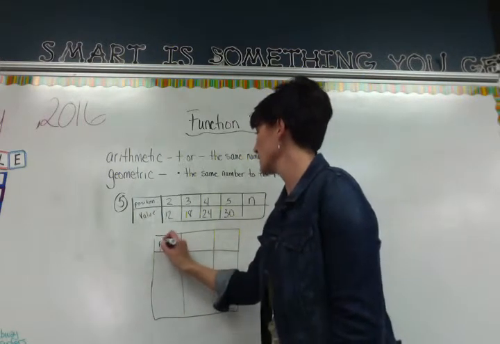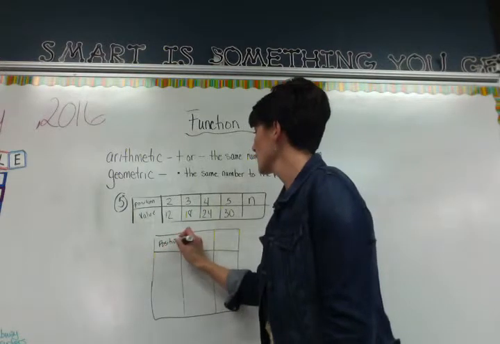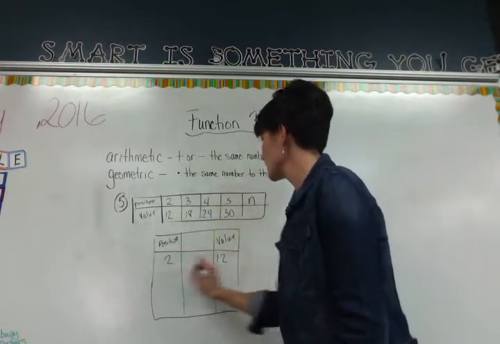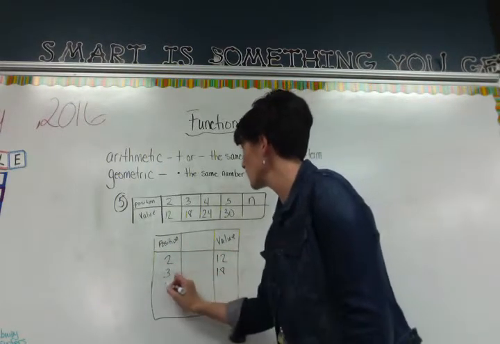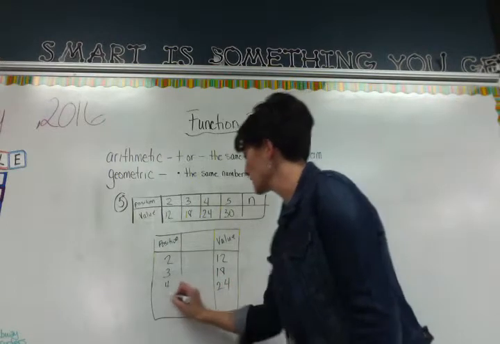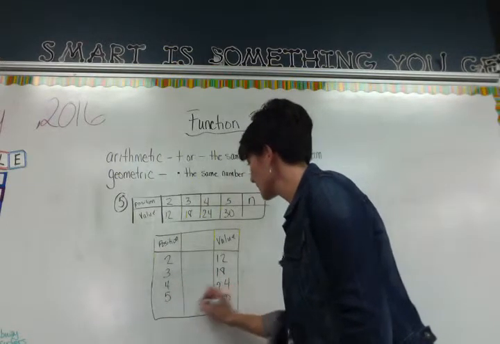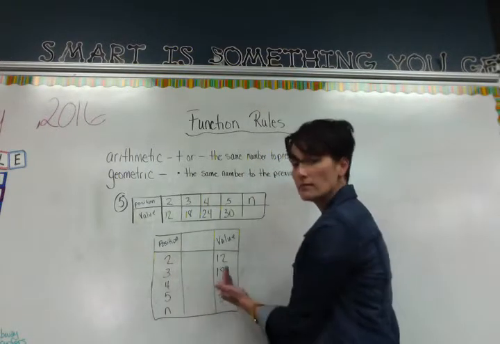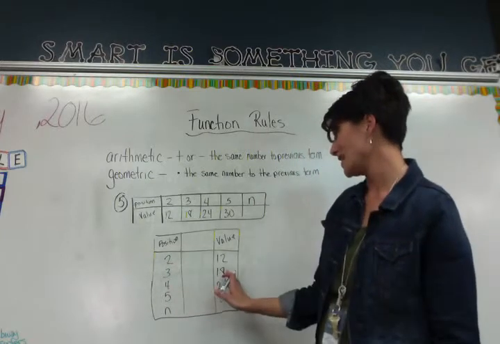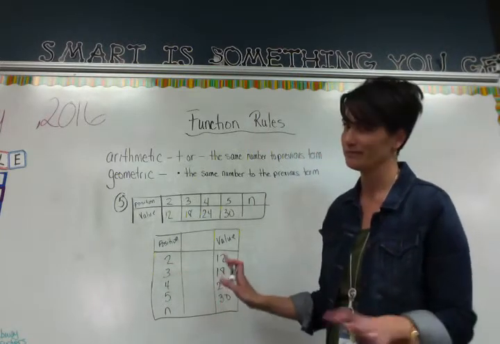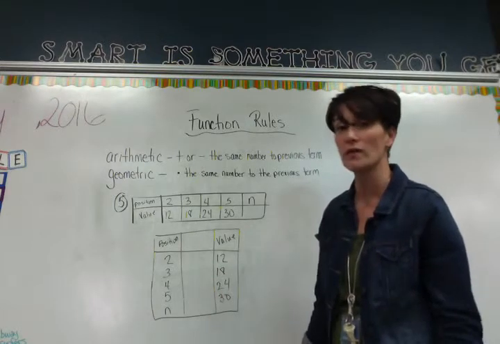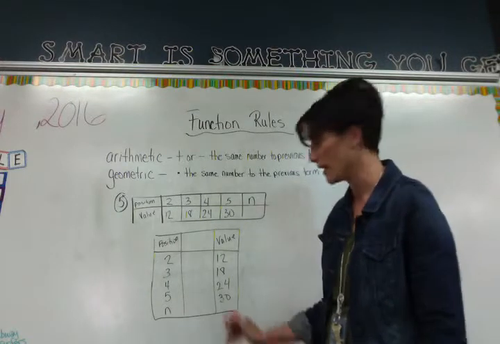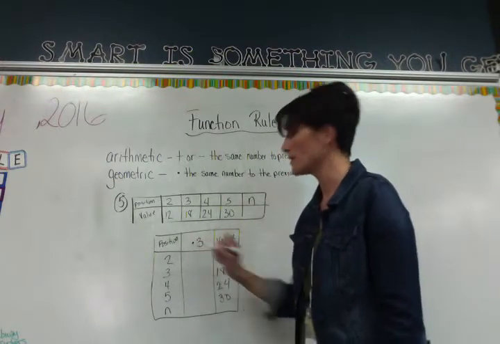All right, so I know this is my position, and this is my value, and I've got 2 and 12 and 3 and 18 and 4 and 24. Oh my goodness, my handwriting is getting worse as I go on. Okay, and then n and then some unknown. All right, numbers are obviously going up again. I can add: 2 plus 10 is 12, but 3 plus 10 is not 18. Not going to happen. 2 times what number is 12? 6. So 2 times 6 is 12. 3 times 6 is 18. Got it.